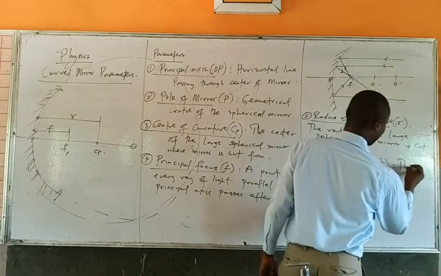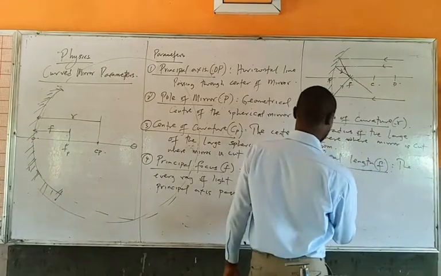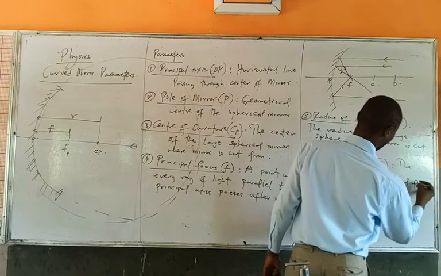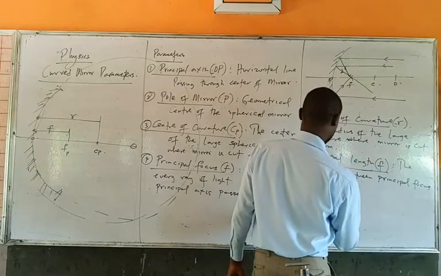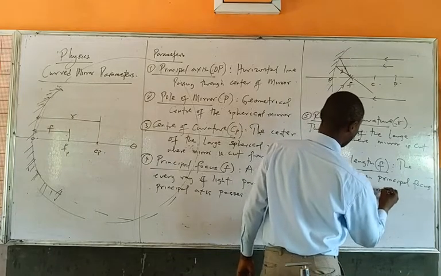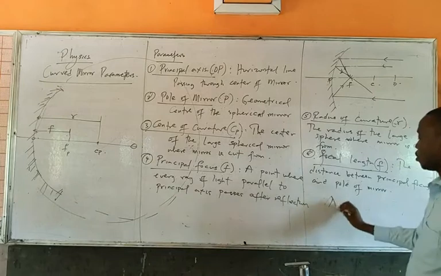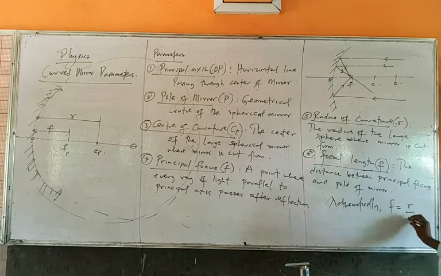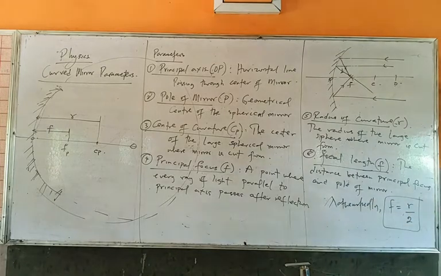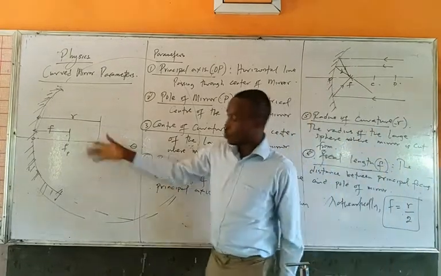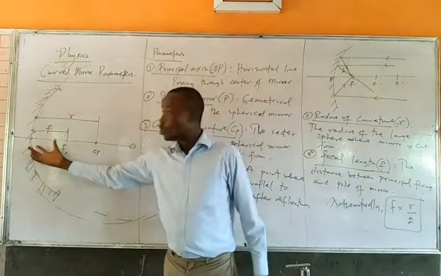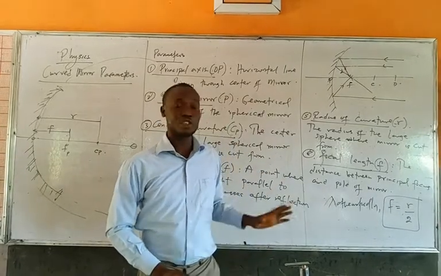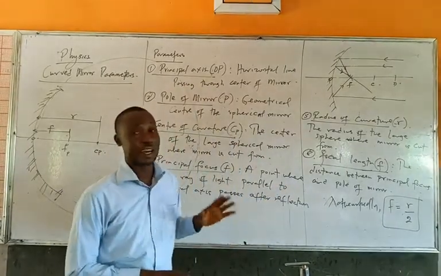The distance between principal focus and pole of mirror. And I just explained to you that mathematically, my F is what? The radius divided by 2. This is a very, very important thing for you to note, that in the analysis of a curved mirror, the focal length is always half of the radius of curvature. Plus, these definitions are very, very important in the analysis of mirror.